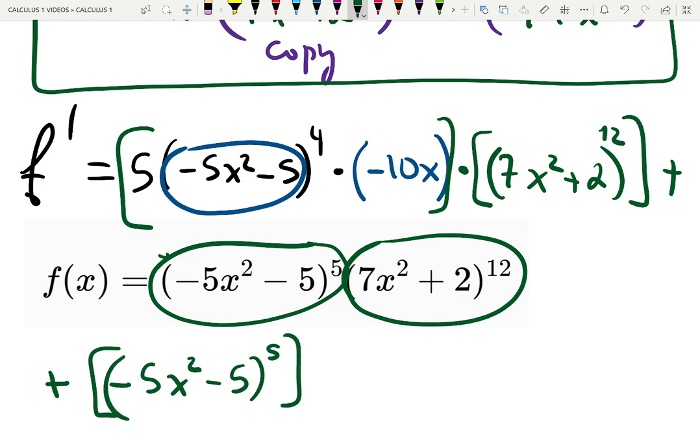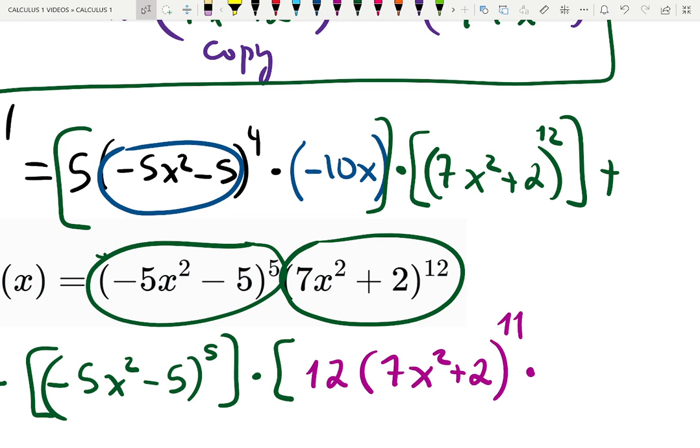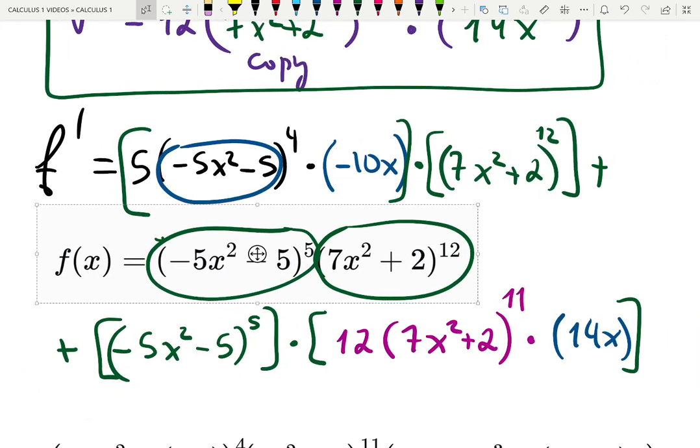You're copying it because we already differentiated. Times the derivative of the other function. And now 12 goes down. Let me change the color. 12 goes down. Copy 7x squared plus 2. Decrease the power, don't forget, 11 instead of 12. Times the derivative of the function inside, which is 14x. Finish brackets, and that is the answer. That is the final answer.